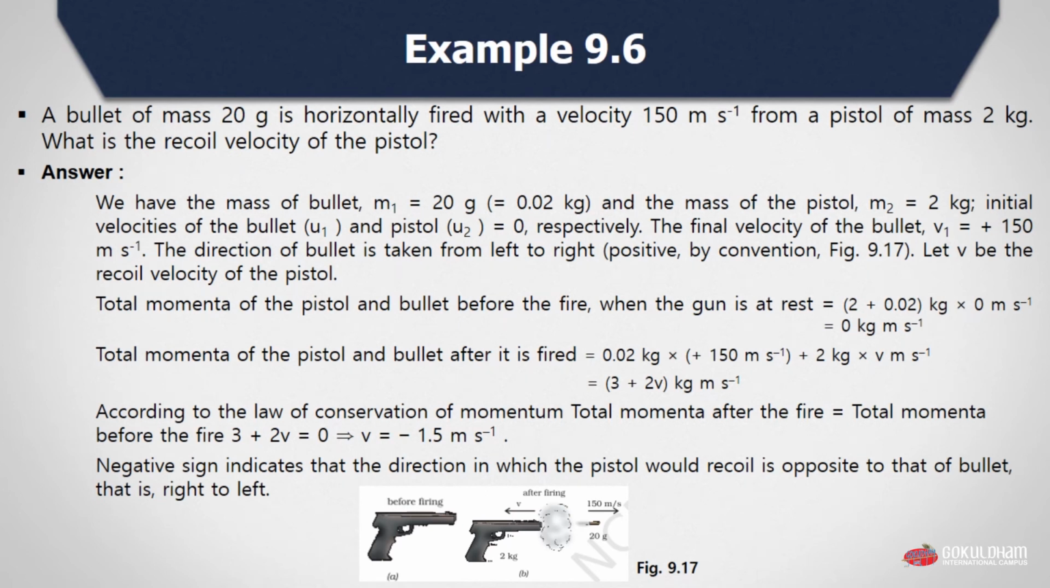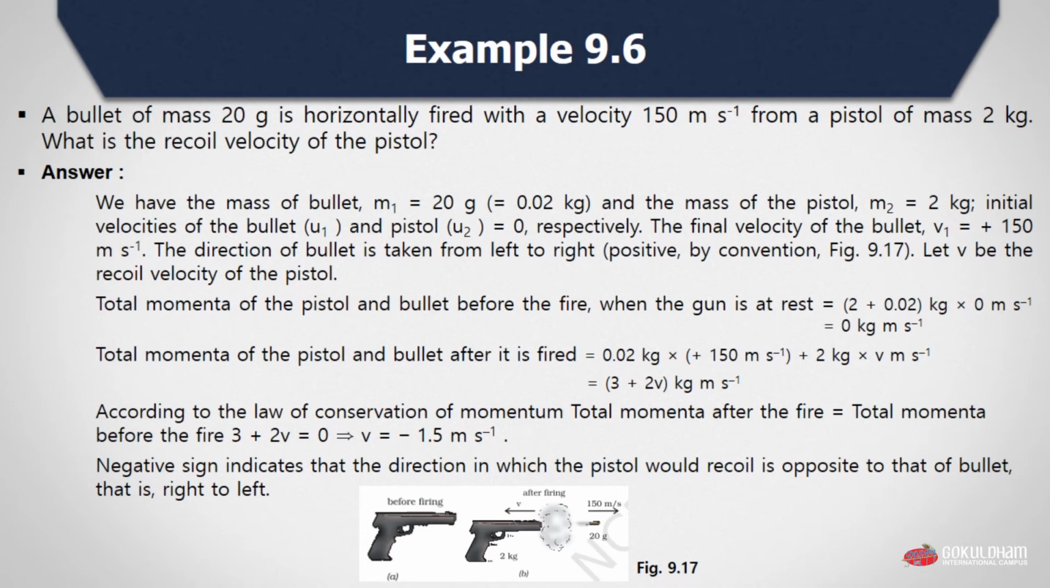Now we will see an example, example 9.6. According to it, a bullet of mass 20 gram is horizontally fired with a velocity of 150 meter per second from a pistol of mass 2 kg. What is the recoil velocity of the pistol? We have to calculate the recoil velocity of the pistol here. So let us see the answer.